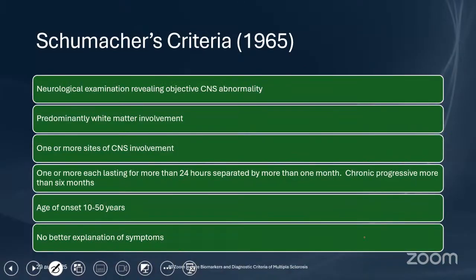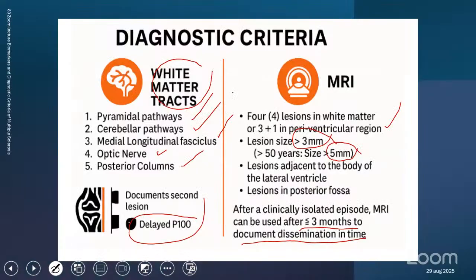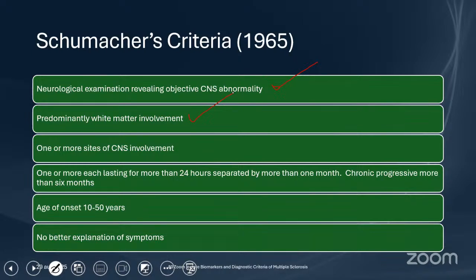So now let's look at the shoemaker, who doesn't have any of the facilities available right now to diagnose MS, but brilliantly brought out these criteria, and we still use these things. So neurological examination should reveal objective CNS abnormality, mostly white matter involvement. I told you what the white matter tracts are. You will see pyramidal lesions, ataxias, weakness of pyramidal nature, internuclear ophthalmoplegia, optic neuritis, and imbalance, sensory ataxia. So one or more sites of CNS involvement, but how should they be involved?